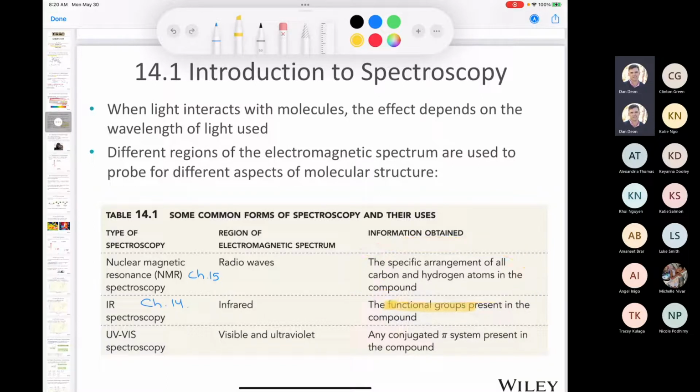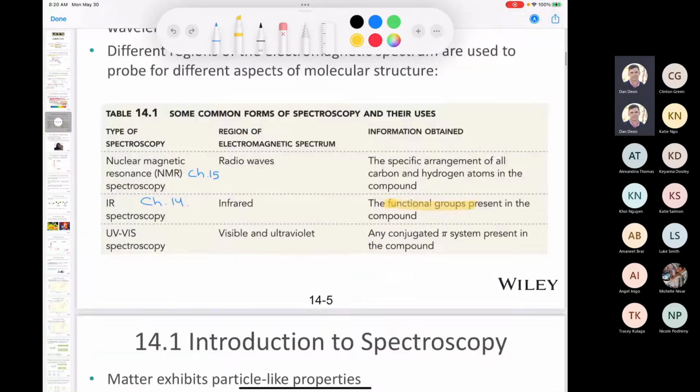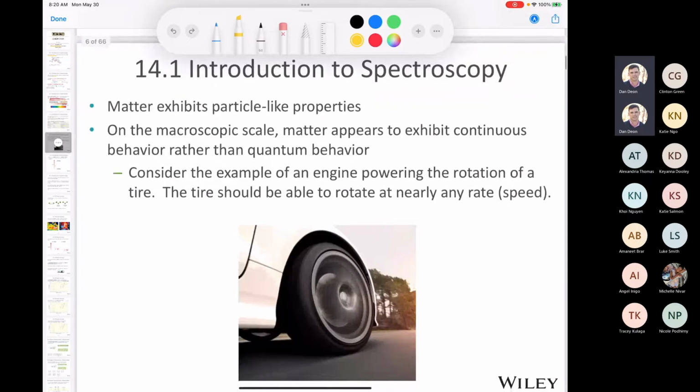Now, at this point in the class, you've probably noticed that in organic chemistry, we talk about carbon atoms and hydrogen atoms a lot. They come up constantly in this class. And so in chapter 15, we talk about NMR, and we get the information as to how those carbons and hydrogen atoms are connected. Very, very powerful tool. We don't cover UV vis spectroscopy in Chemistry 3101, so don't worry about that.